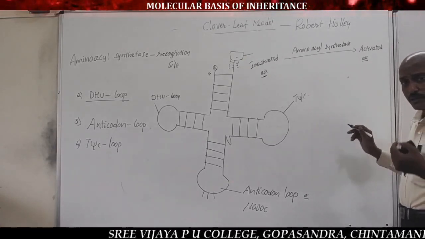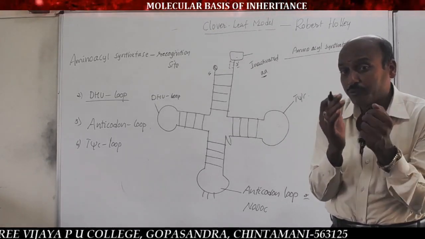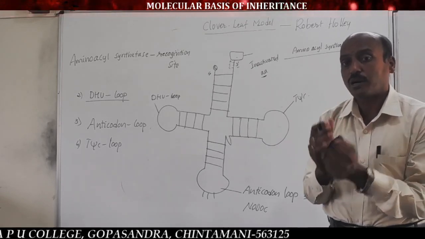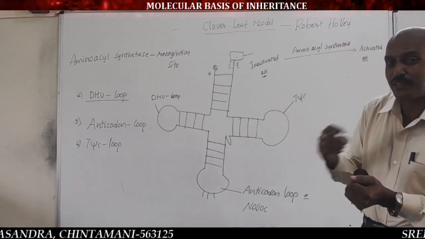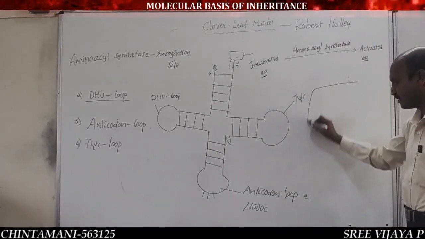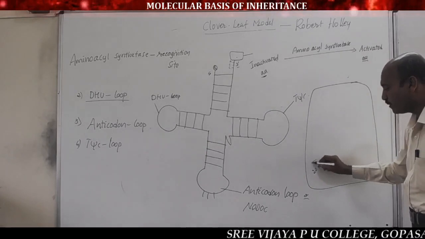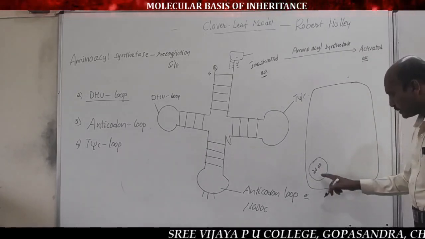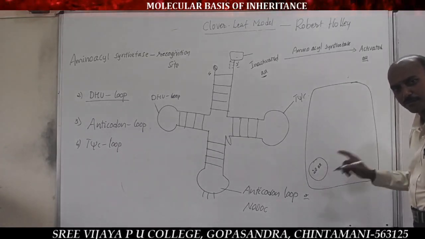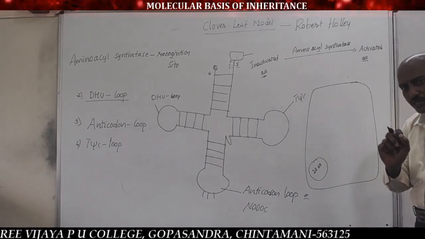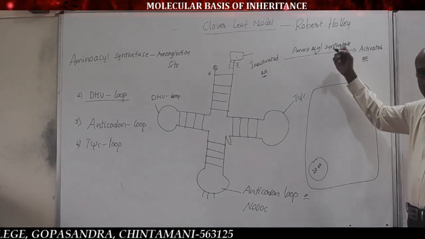But there are 20 enzymes, very important. There are 20 different types of enzymes for 20 different types of amino acids present in the cytoplasm of the cell. You must remember this statement. See, 20 different types of inactivated amino acids are present in the amino acid pool, in the cytoplasm of the cell. Each inactivated amino acid is converted into activated amino acid in the presence of amino acid synthetase enzyme.